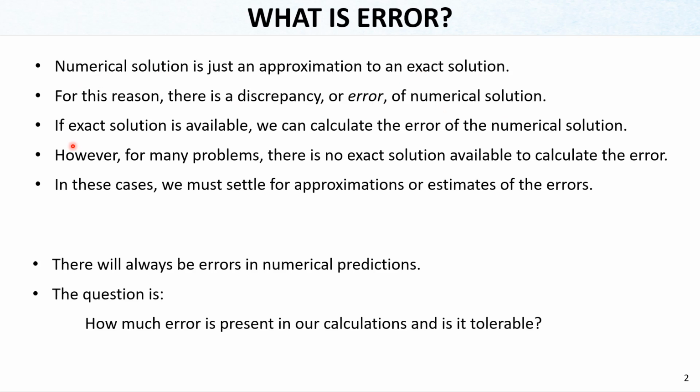So if the exact solution is available, we can easily calculate the error of the numerical solution because we simply subtract them. However, for many problems, there is no exact solution available to calculate the error. Usually we use numerical methods when we don't have the exact solution or when we don't have an analytical method. That's why we use numerical methods actually. In that scenario, we don't have the error or the exact solution.